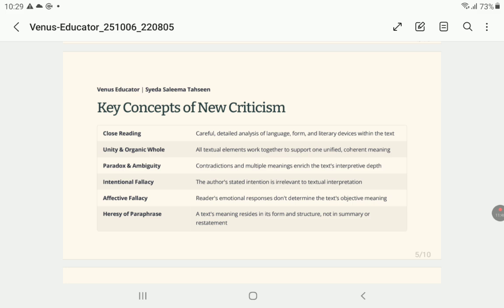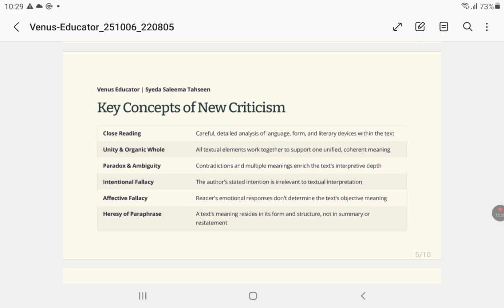Contradictions and multiple meanings enrich the text's interpretive depth. See, everything is not clear. What is not clear is called ambiguous. If I say, "Let's eat grandpa," this sentence might bring a question to your mind: whether the speaker is asking to eat grandpa or is inviting grandpa for dinner, right? So this is something called ambiguity. So paradox and ambiguity is a key concept of this movement.